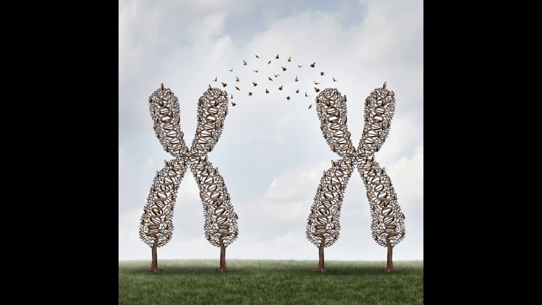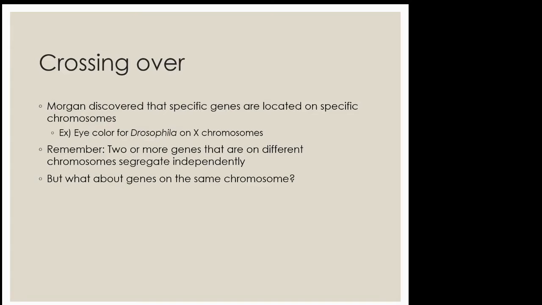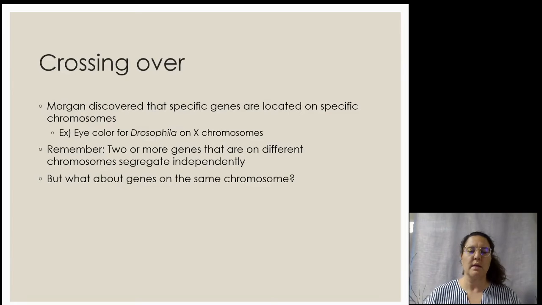The wide amount of variation we see in the human population is not only due to meiosis, but it is also due to the process of crossing over. Today we're going to talk about crossing over, or the occasional switching of genes from one homologous chromosome to another.